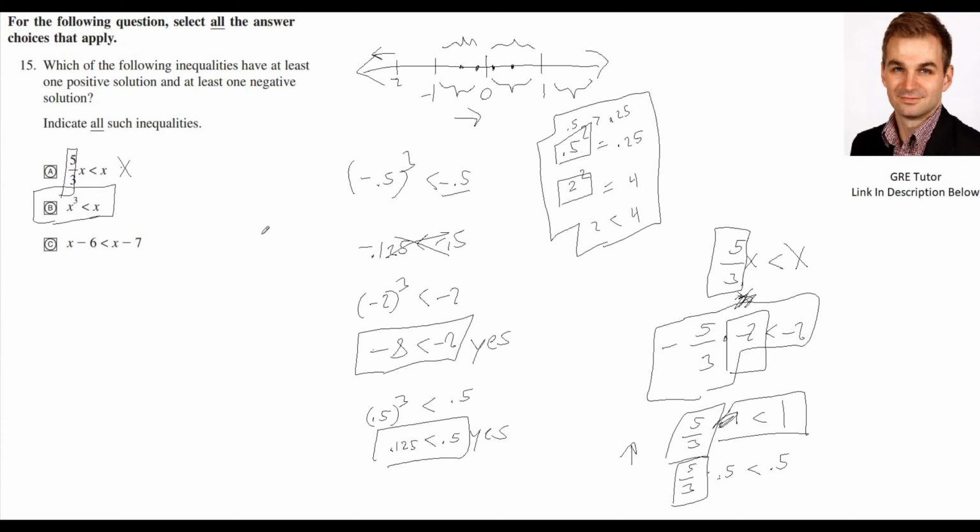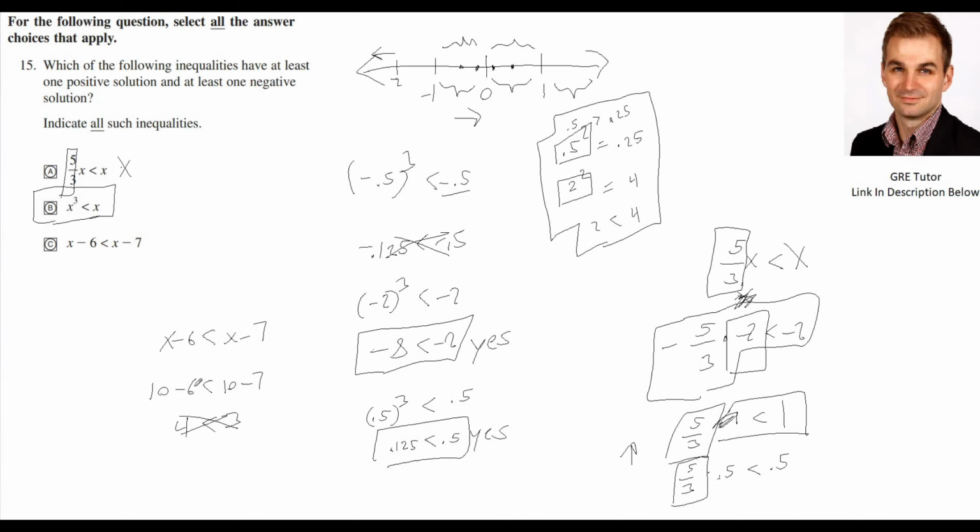Very good. Now let's look at the next one. This is x minus 6 less than x minus 7. Is it possible to have both a negative and a positive solution for this? Let's look at it. If x is any positive number whatsoever, let's do 10 as an example. 10 minus 6 less than 10 minus 7. 10 minus 7 is going to be 3. 10 minus 6 is going to be 4. Is 4 less than 3?